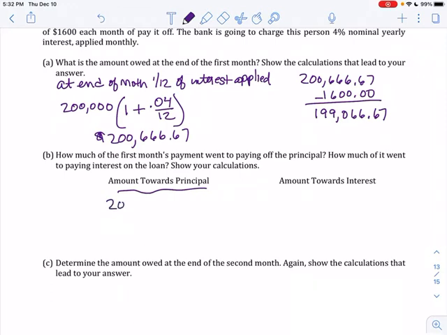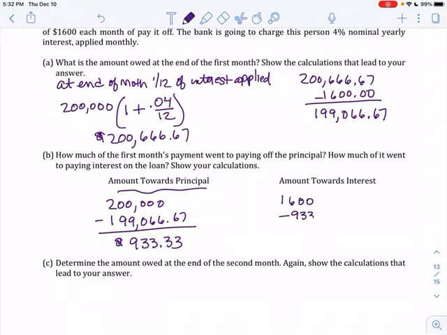So I originally owed $200,000, and I now owe $199,066.67. So basically $933.33 went towards the principal, and the rest went just towards interest. So $1,600 minus the $933.33. So you can see this big chunk of money of your mortgage payment just goes towards interest.